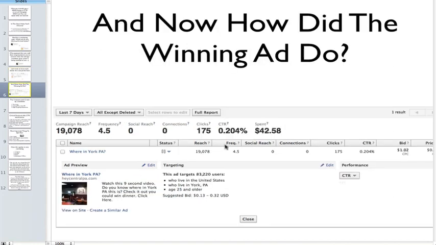This one, look at this. 19,000 impressions, 175 clicks, 0.204 click-through rate, and for $42.58, we got 175 clicks.